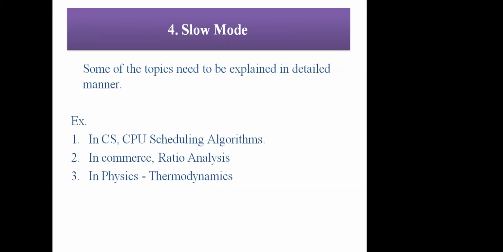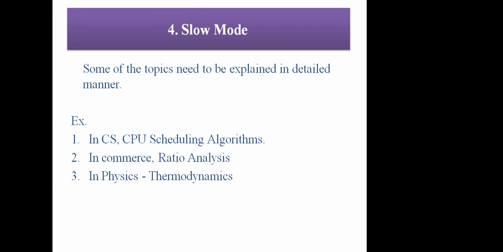Then come to another one, which is slow mode. Slow mode means some of the topics need to be explained in a detailed manner. For example, in computer science, the CPU scheduling algorithm, because it is a problem-oriented area. The second one is in commerce, ratio analysis. It's also a problematic area. In physics, thermodynamics is a tough one. So if a topic is very tough at the moment, the students want to take the topic in slow mode. At the moment, the staff takes more time to teach the topic. That is called slow mode learning. These are the 4 categories that come under the thumbs up and thumbs down method.